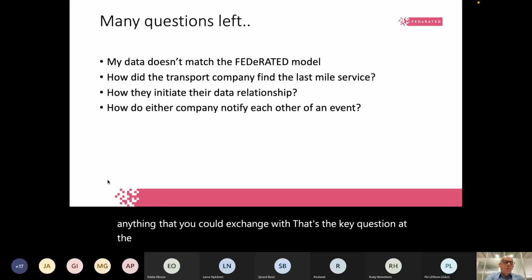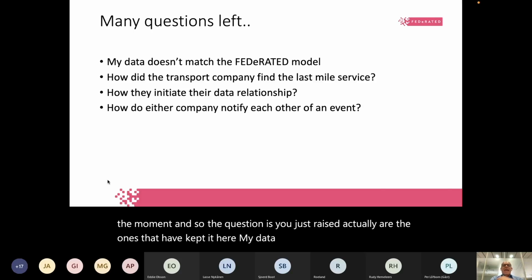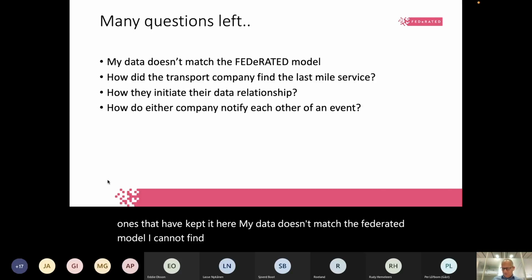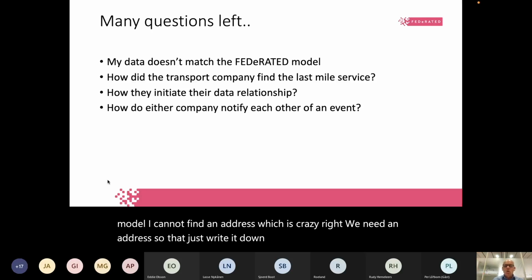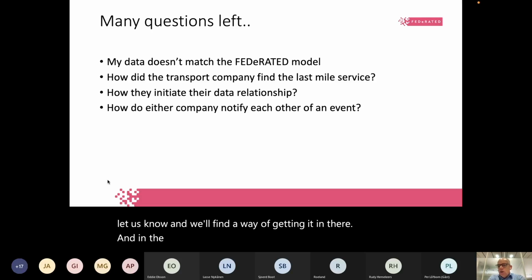The questions you just raised are actually the ones that I've captured here. My data doesn't match the federated model. I cannot find an address, which is crazy, right? We need an address. So just write it down, and whatever isn't there, let us know, and we'll find a way of getting it in there. And in the meantime, you just use your own model. That's fine.